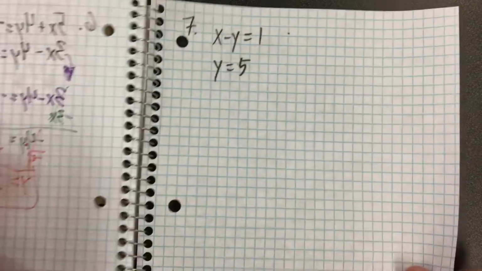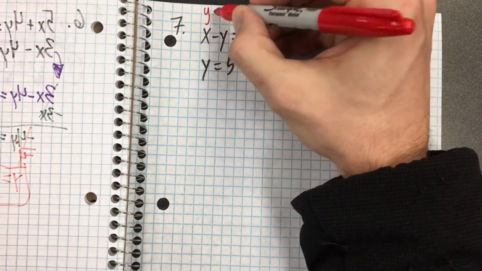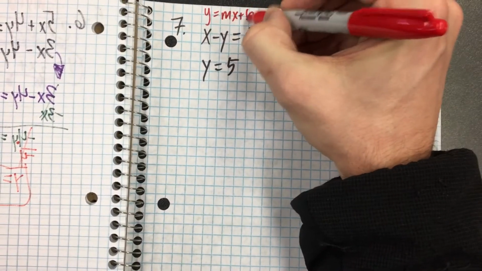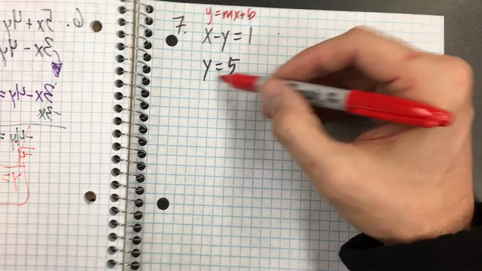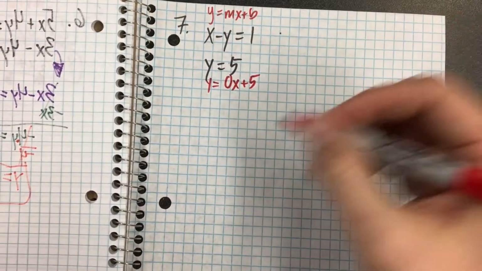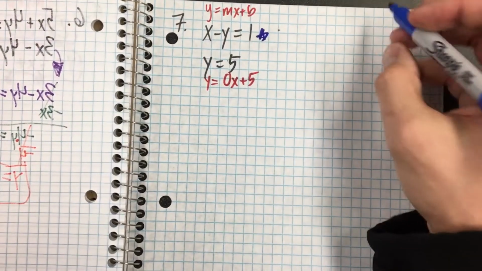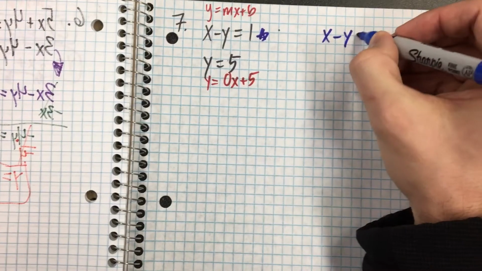Okay, number 7. Oh, this one's going to be kind of a weird one. Whoa. Remember, here's our format. Y equals mx plus b. This is like y equals 0x plus 5. This is going to be a flat line when you graph it, but let's worry about that one in a little bit. Let's go ahead and do this guy, because this one's not in the right format either, right?